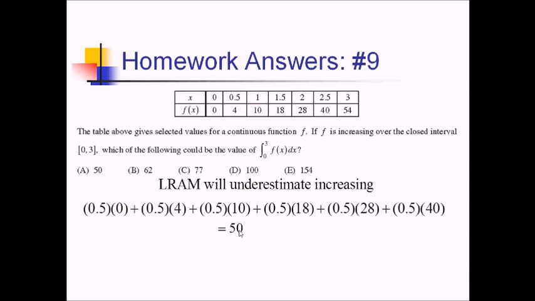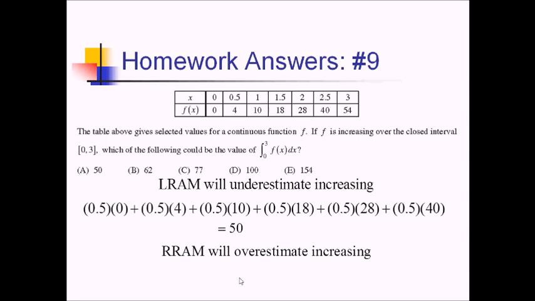So this is the lower bound. This is actually an underestimate of the true value. So that means that choice A cannot be correct. It's got to be one of these other choices. Okay, well, RRAM, we said, since this is an increasing function, RRAM is going to overestimate. So hopefully RRAM gives us an upper value that lets us eliminate some of these other answer choices.